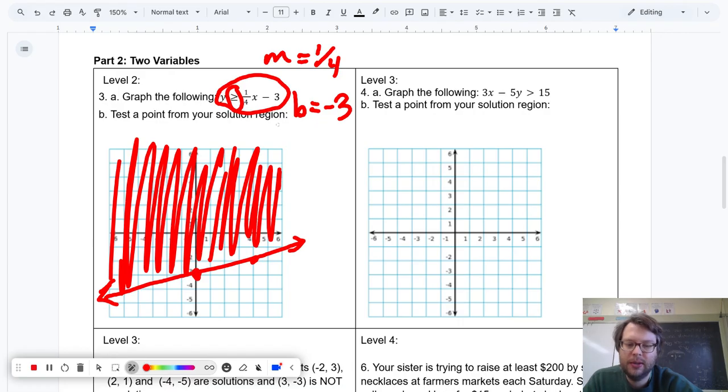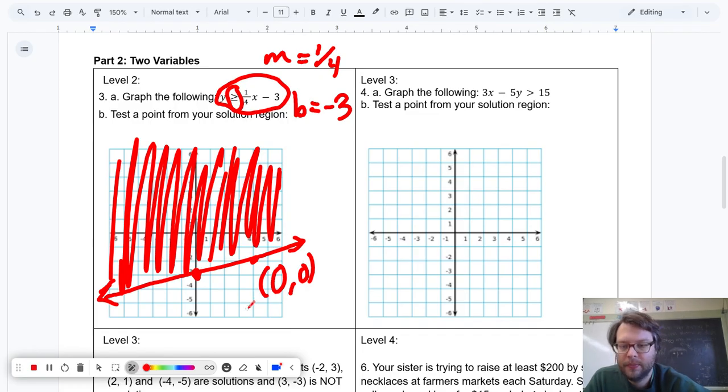Part B says test a point from your solution region. Solution region just means the shaded zone. If I look at my solution region, a point that's in there is 0, 0. Or I could have done 3, 1 or 17, a million. I'm just going to choose 0, 0 because zeros are fairly easy to work with.